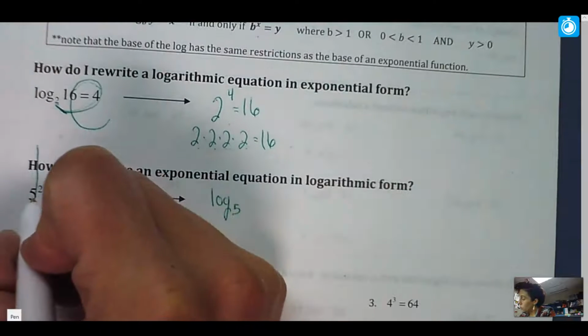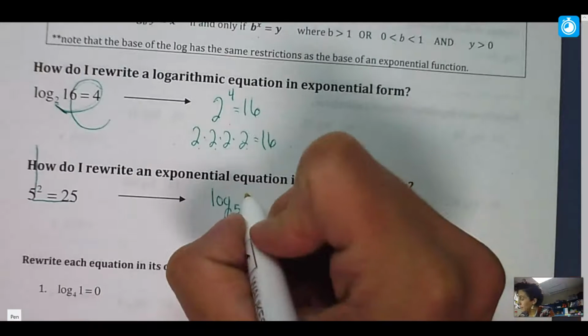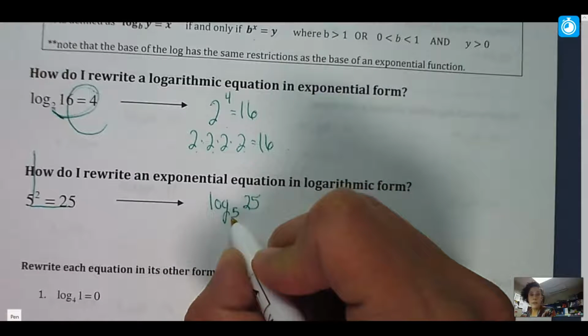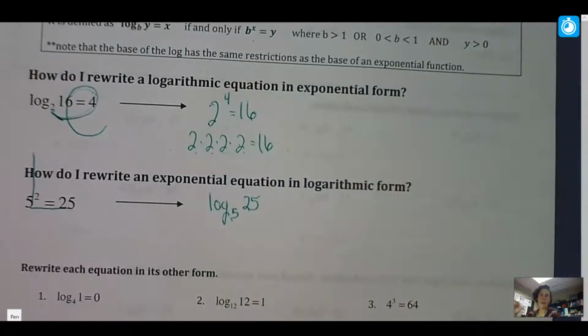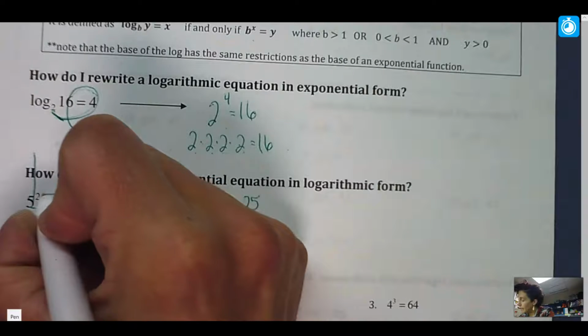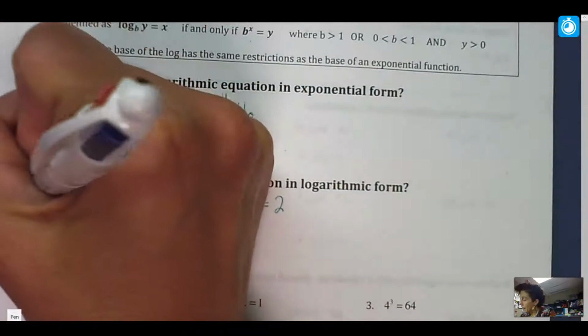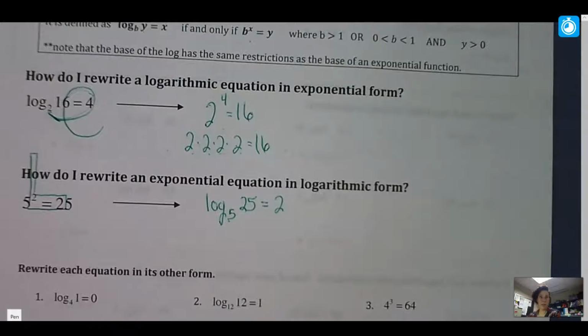And then I'm going to go around the equal sign to 25. That's the next number I write. And notice that the 5 is a little sub number, and log and 25 are all the same size, same level. And then I'm going to go back around the equal sign, hit that 2, and then I'm going to come back up so you can see my capital L that we just made.